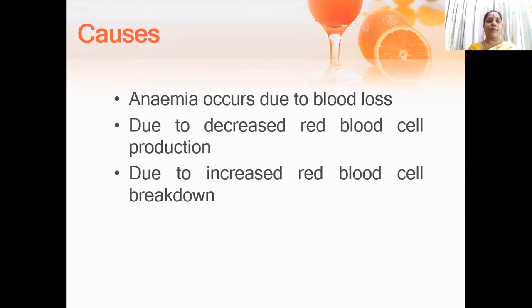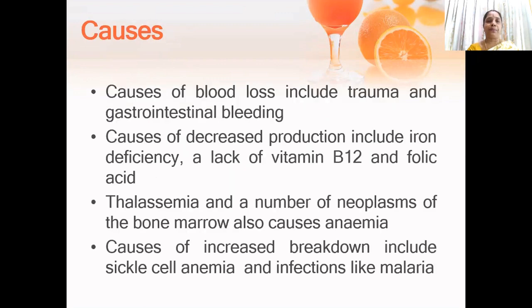Let us now see the causes of anemia. Anemia occurs due to blood loss. It also occurs due to decreased red blood cell production or due to increased red blood cell breakdown. Causes also include blood that is lost in trauma or due to gastrointestinal bleeding. Causes of decreased production include iron deficiency, a lack of vitamin B12, and folic acid deficiency. Thalassemia and a number of neoplasms of the bone marrow also cause anemia, which is very rare. Causes of increased breakdown include sickle cell anemia and infections like malaria.